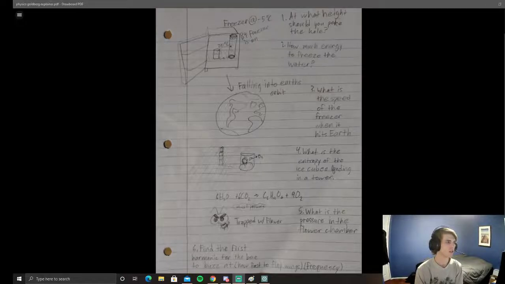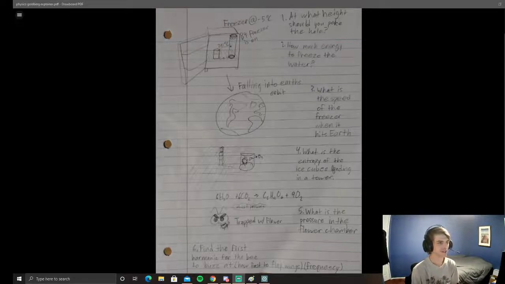For the next problem, we want to know how much energy it would take to freeze the water. Currently the water would be at 20 degrees Celsius. We would remove the cut cylinder and just have the cup there, and we'd see how much energy it would take.